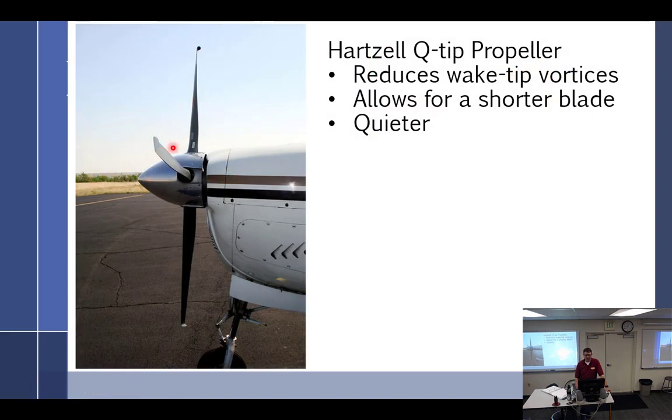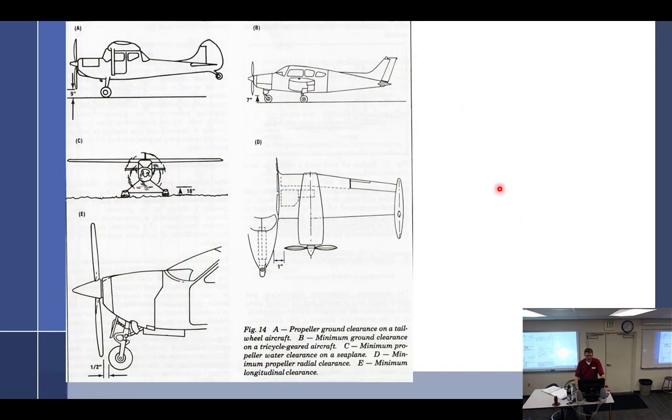Oh, I threw this in there just for fun. The Hartzell Q-tip props, they have little winglets on them. Can you see that? Oh, yeah. So if all of the blades look like that and there's no scraping on it, then they're Q-tips. It's not a prop strike. But if all the blades look like that, or some of them look like that, and there's scrapes on the end, that was a prop strike. Okay, so prop clearances.